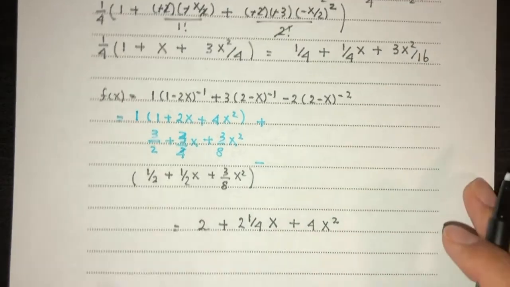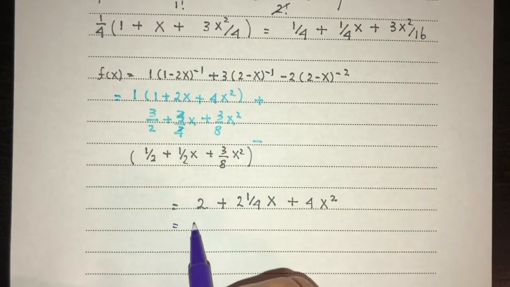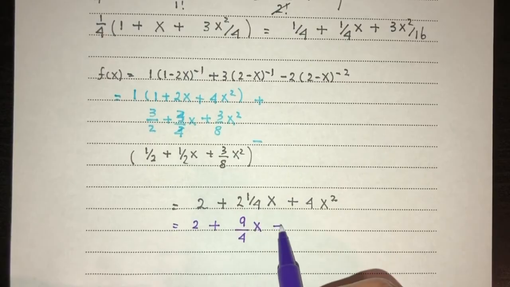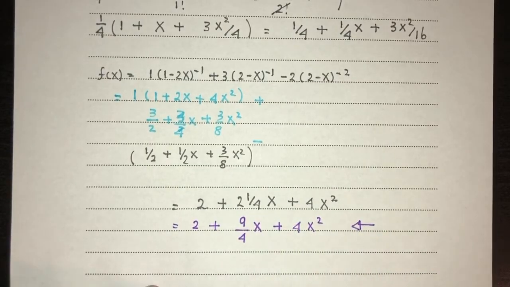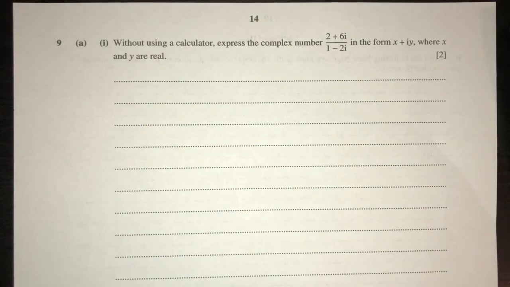Okay, so the expansion will give you these 3 terms. Now if you rewrite this down properly, you will have 2 plus 9 over 4x plus 4x squared. and that is your expansion for f of x for the 3 terms. And that will be your question number 8. Okay, so let's move on to question number 9.